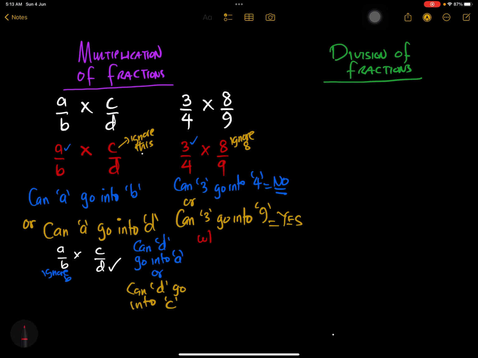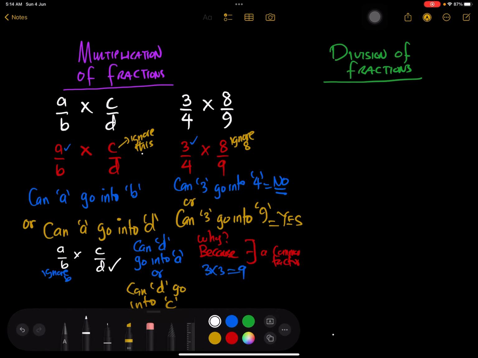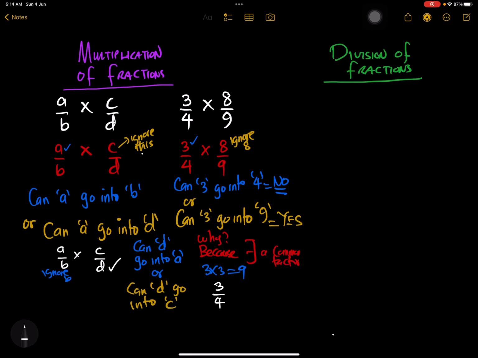Right? Why? Because there exists a common factor. And what's that common factor? 3 times 3 is what? 3 times 3 is 9. So if you rewrite this, if you have 3 over 4 multiplying 8 over 9, we're saying that 3 can go into itself 1 and can go into 9 3 times, because there's a common factor. It goes into itself 1 and goes into 9 3 times.